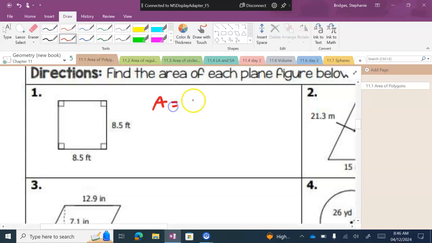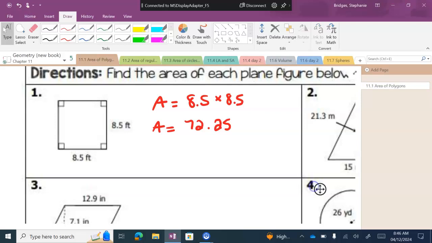Okay, the area is equal to 8.5 times 8.5, which gives me 72.25. Now, with area, you will see them give your units. What units are these sides in? What's FT mean? Feet. And when we do area, it is always going to be feet squared.